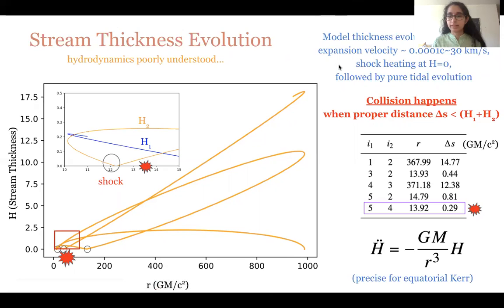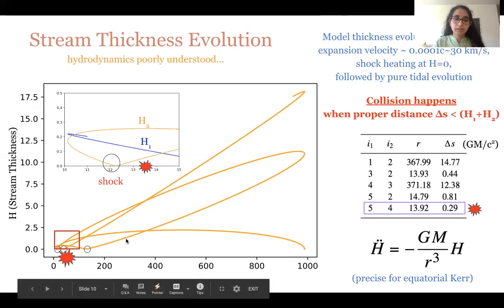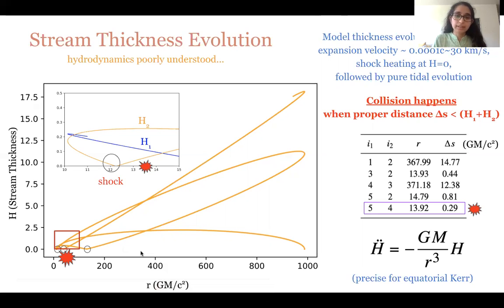People previously thought that the stream evolves according to the Newtonian tidal force equation, and shocks happen at pericenter. But we found through our simulation that shocks don't have to occur at pericenter. In fact, they don't. They occur initially very close to pericenter, and slowly they can occur farther at random locations. But they don't always have to occur at pericenter. And that's because the location of the shocks is when the stream width is 0, and stream width does not always have to go to 0 at the pericenter.